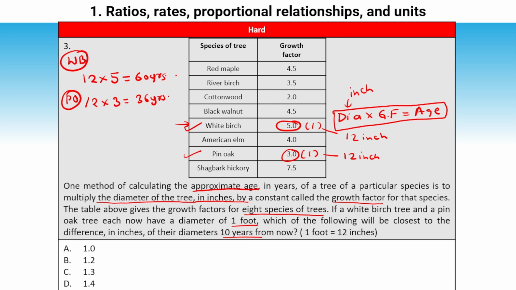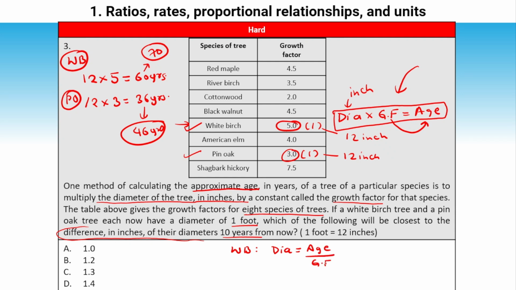Now we have to find the difference of the diameter in 10 years from now. So first let's see how old they will be in 10 years. The white birch tree will be 70 years, and the pin oak, if you add 10, becomes 46 years. Now by using this formula, let's predict their diameter. Let's go for white birch. If I take the growth factor to that side, diameter equals age by growth factor, right? After 10 years it will be 70.